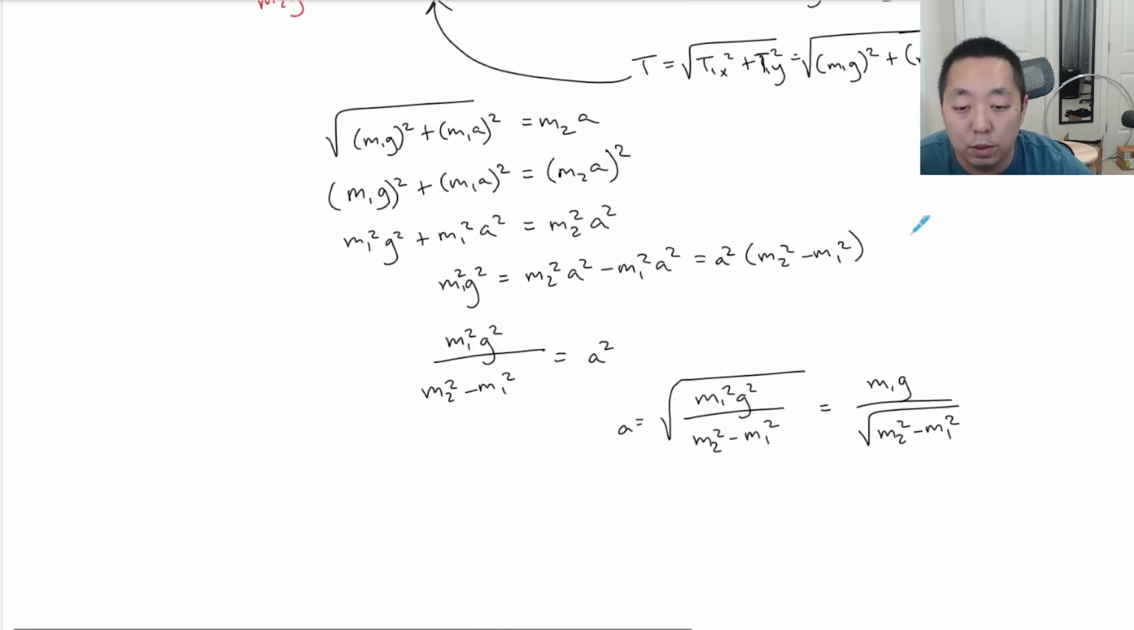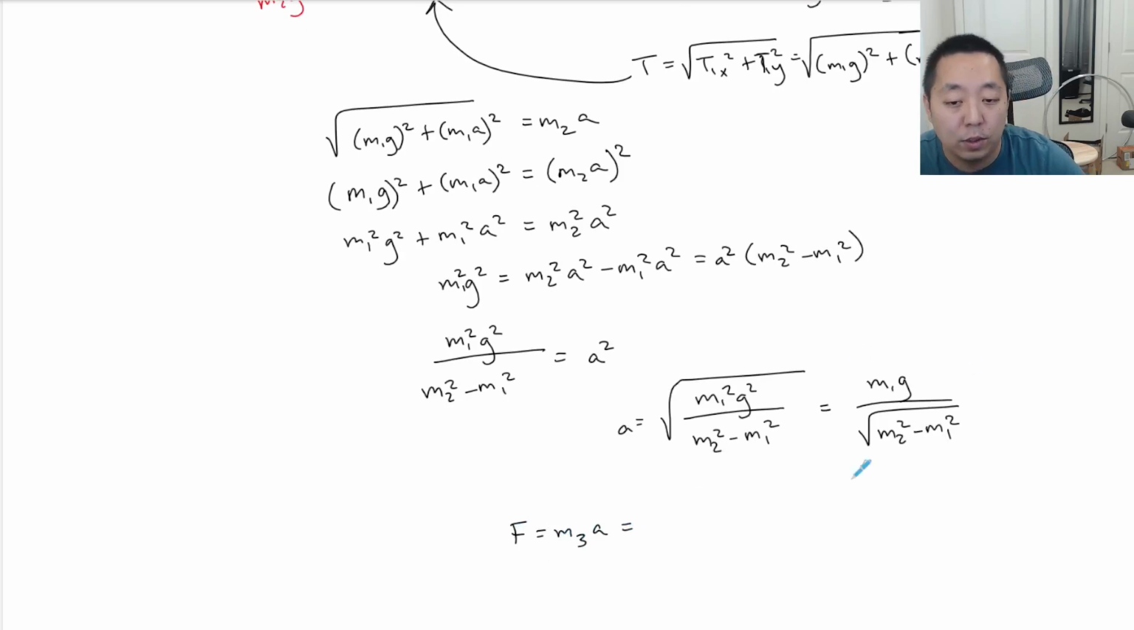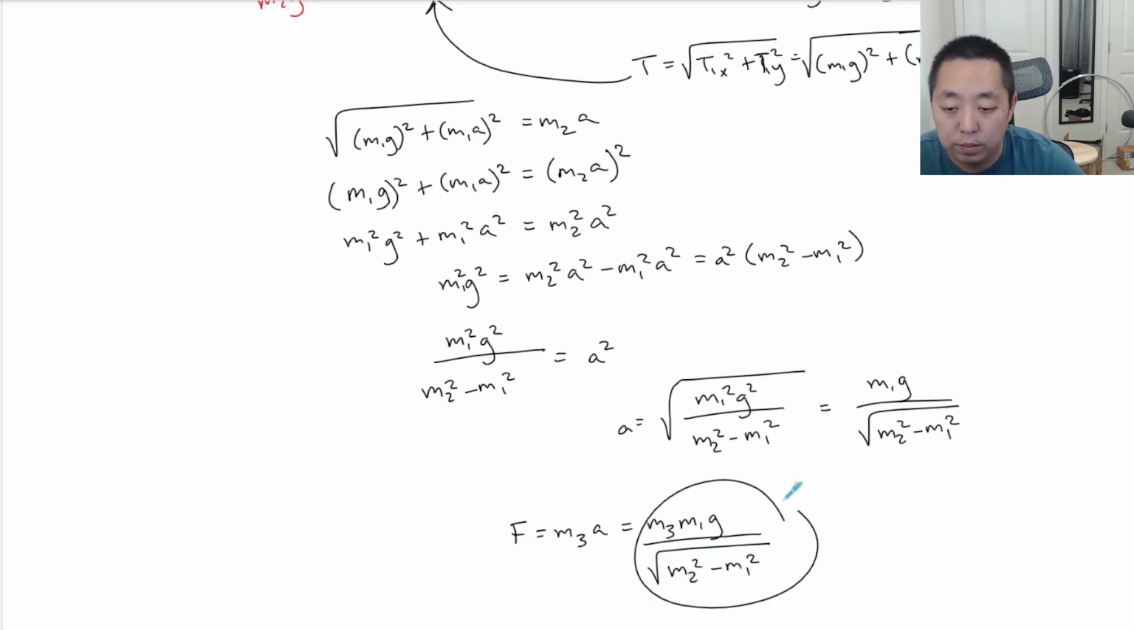So finally I can calculate the force. The force is M3a, and we've calculated what the acceleration is now. That's M3 times M1g over the square root of M2 squared minus M1 squared.